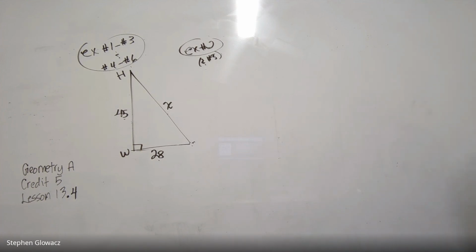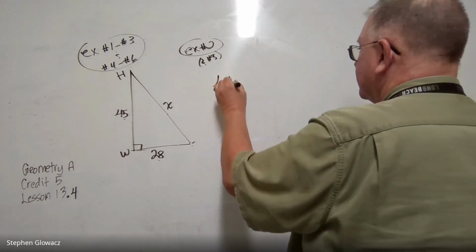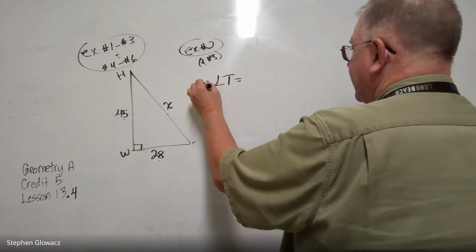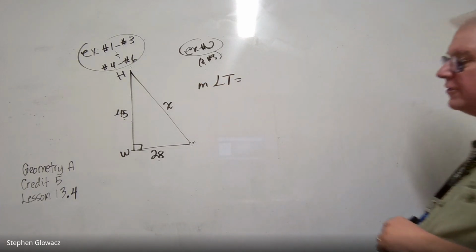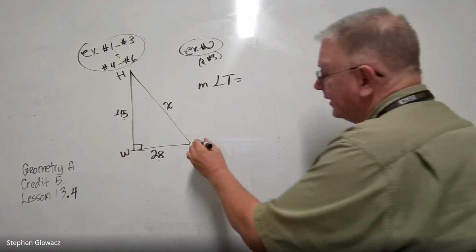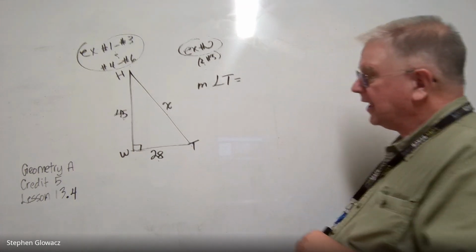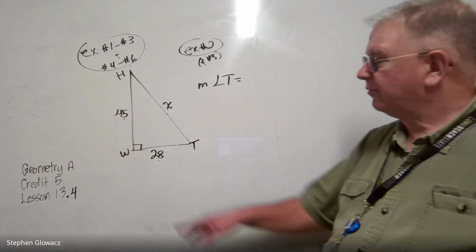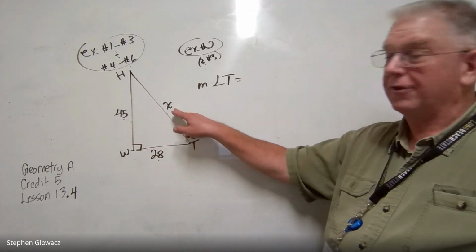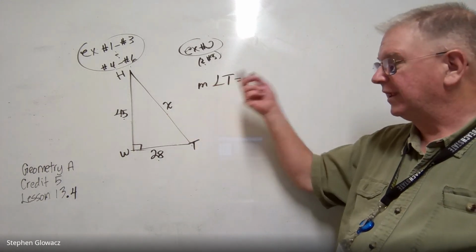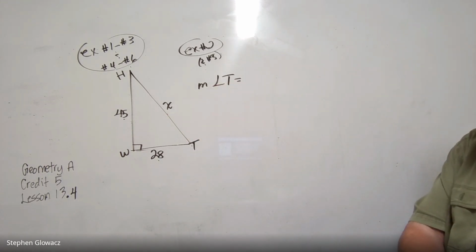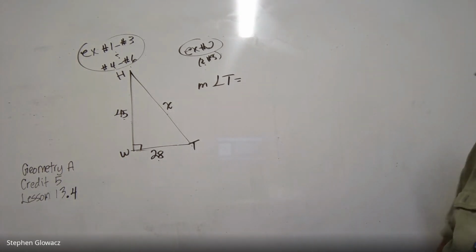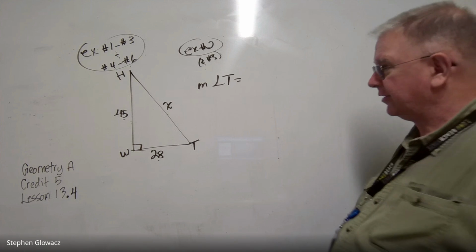All right, so we want to find the measure of angle T. So the measure of angle T, and we erased that, so let's put the T back there. So we know the lengths of two of the sides. Well, actually, we know the lengths of all three sides now. So we really could use any trig ratio, but they're telling us there to use inverse tangent, so that's what we're going to do.